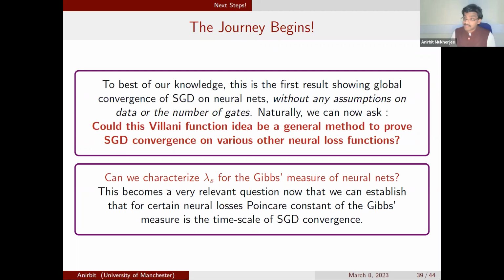But now we have, because now we know that the Poincare constant of the neurally induced Gibbs measure is precisely the time scale of SGD convergence. So if the Poincare constant goes up, your SGD will take longer to converge. If the Poincare constant is low, it will not take as long. So now we know in a very precise way that the runtime of SGD on neural networks scales with the Poincare constant of the Gibbs measure. What is the Gibbs measure? This is a very complicated question to figure out. And a lot needs to be understood here. Knowing Poincare constants of measures is a research field on its own. But now we know that we need to do that research for neural nets specifically.